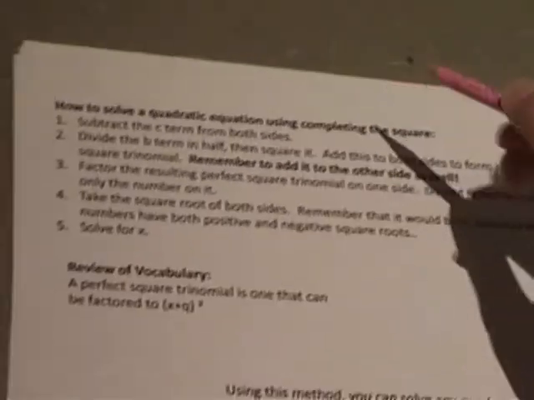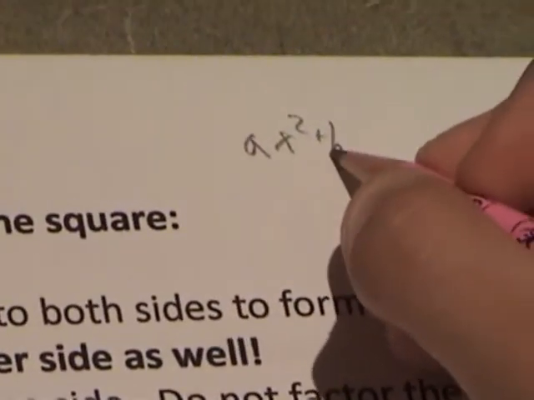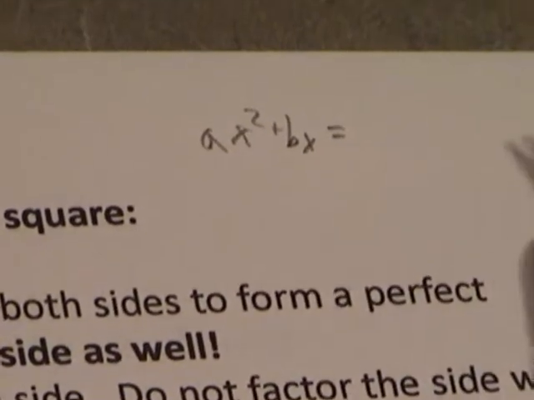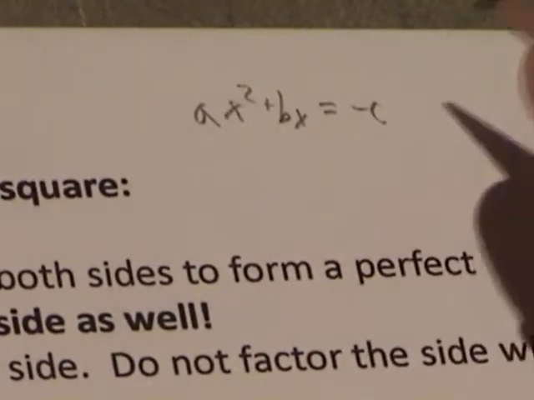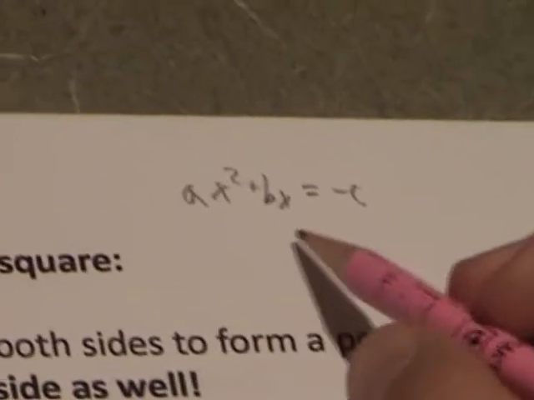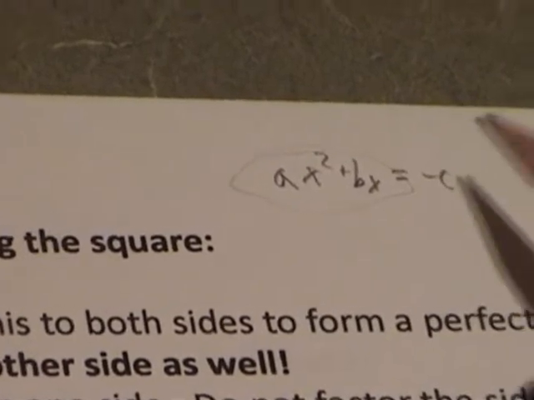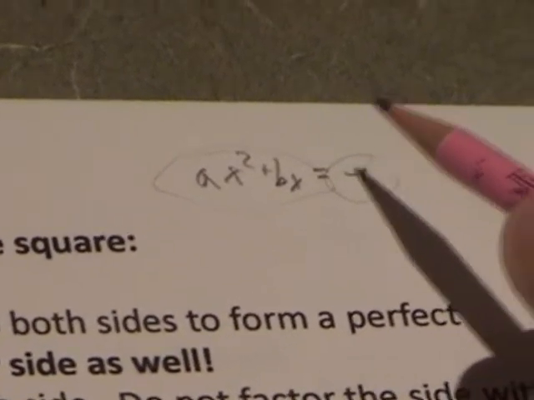The way you do this is you subtract the c term from both sides. So it turns into ax squared plus bx equals negative c. Then you divide the b term in half and square the half of the b term. Add that to both sides. On this side, you'll form a perfect square trinomial. You also have to add it to this side, because what you do to one side, you do the other.